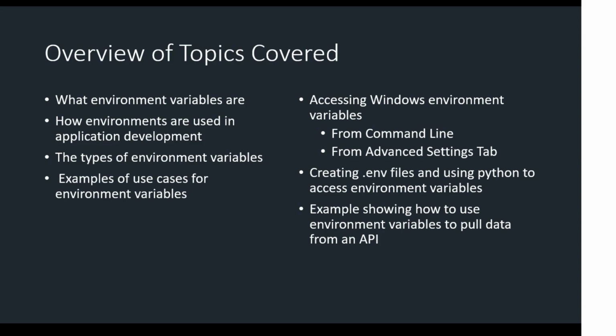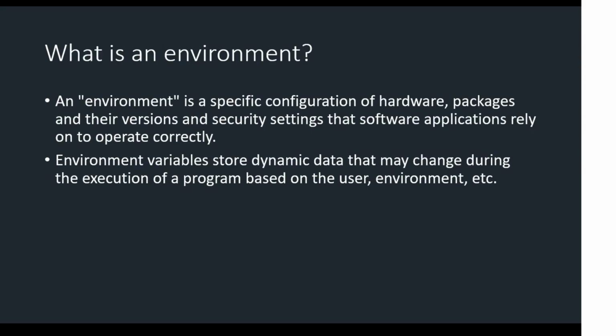We're going to access Windows environment variables using the command line, as well as from the Advanced Settings tab. We'll create .env files and use Python to access those environment variables. And the lesson will finish with an example showing how to use environment variables to pull data from an API.